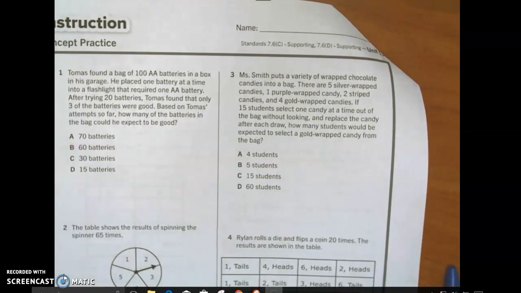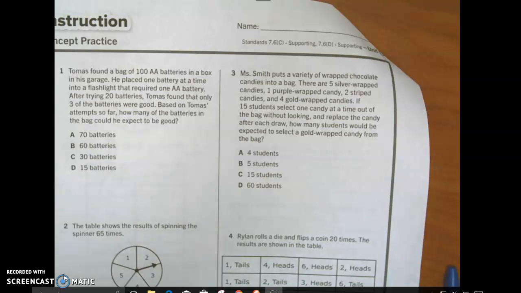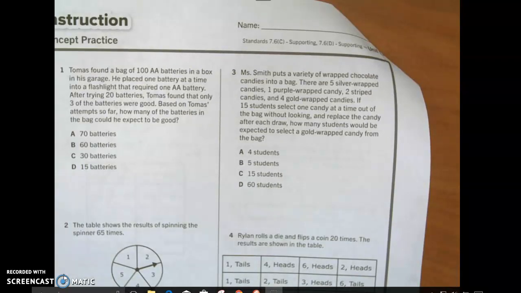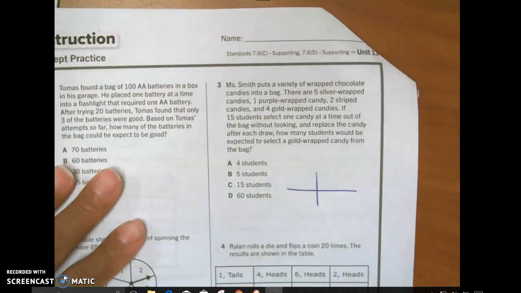Miss Smith puts a variety of wrapped chocolate candies into a bag. There are 5 silver wrapped candies, 1 purple wrapped candy, 2 striped, and 4 gold candies. What do I have to do there with all of those candies? I am going to make a proportion later, but what do I have to do once they list all the candies? What goes in the fraction? Before I start trying to solve, I haven't even finished reading the problem yet. What do I have to do?